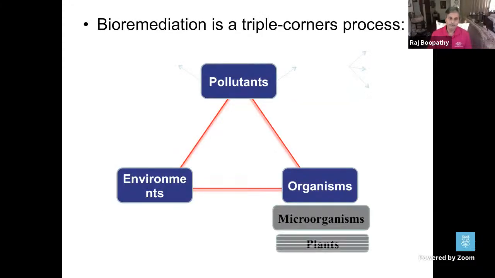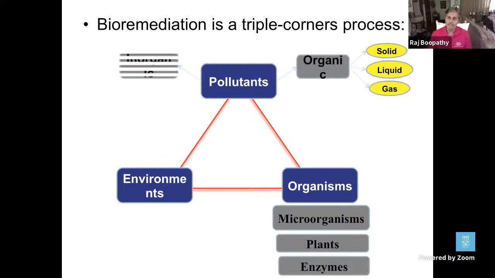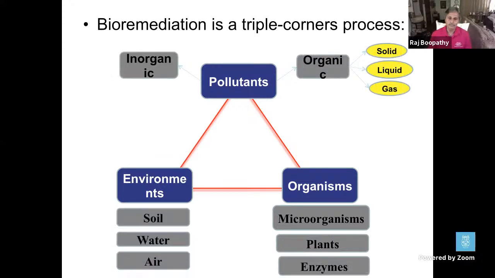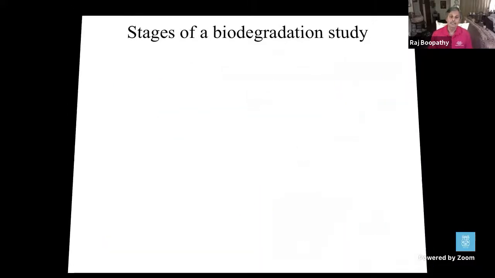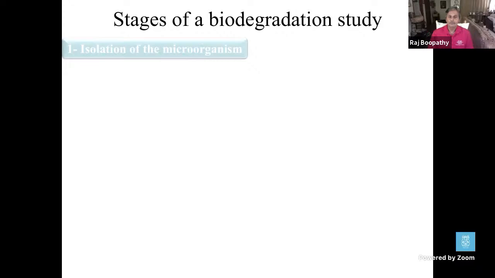So again, the key point here is you need to have the bioremediation triangle. You need to make sure you bring all these three elements together: pollutants, organisms, and the environment, whether it is soil, water, or air. You bring them all together. That's the engineering challenge in a real cleanup process. So the stages of biodegradation: first of all, you need to find out whether there are microorganisms in the site that you want to clean up.